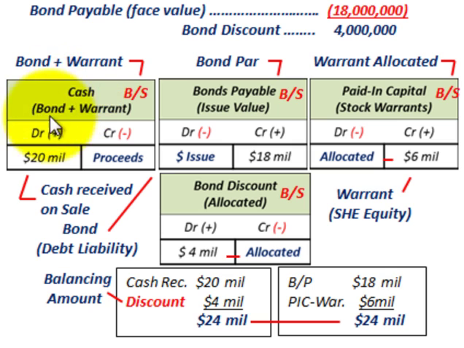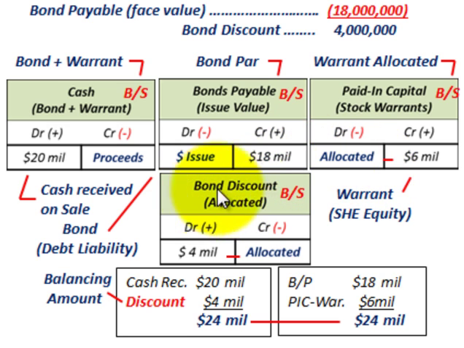Again, going down here, our cash account, cash received, goes to the debit for $20 million. We set up our bonds payable based on the issue value or par value, credit that for $18 million. But now this is the case where we're going to credit $6 million to the warrant or equity account, shareholders' equity, because the bond and the warrant are separable. We're allocating, as we did above, a credit to paid-in capital for stock warrants for $6 million. That's shareholders' equity again.